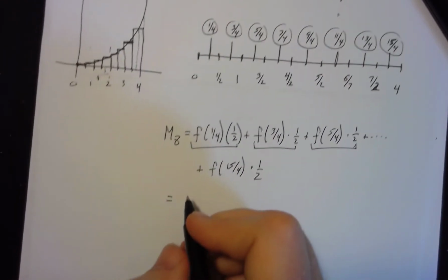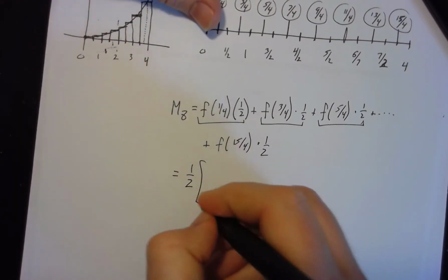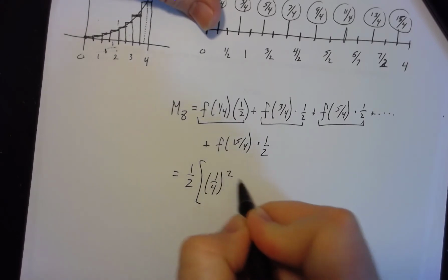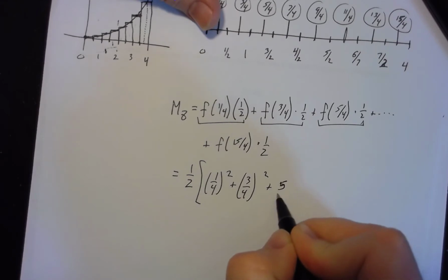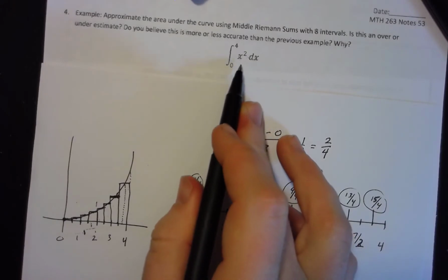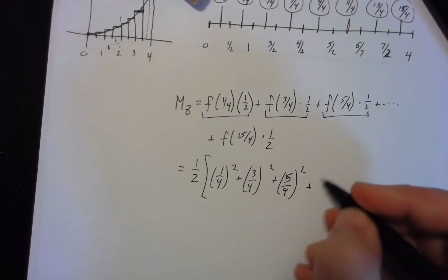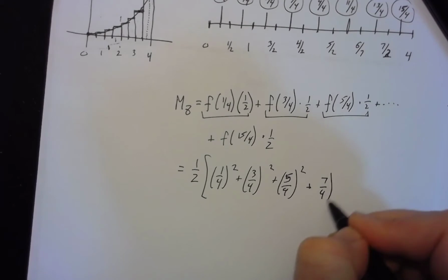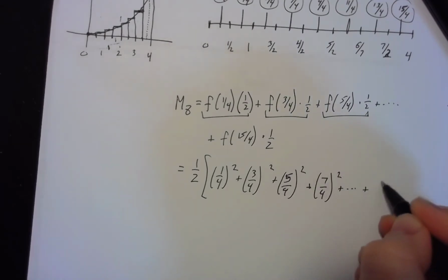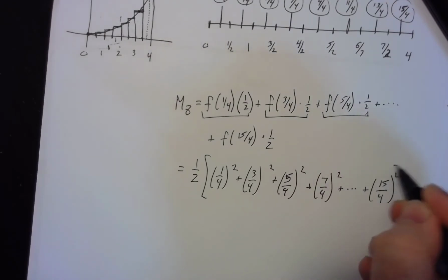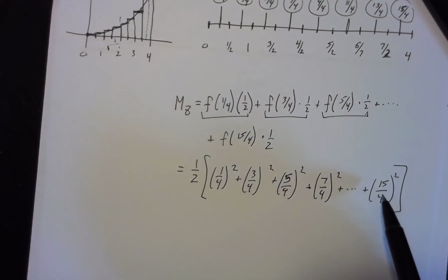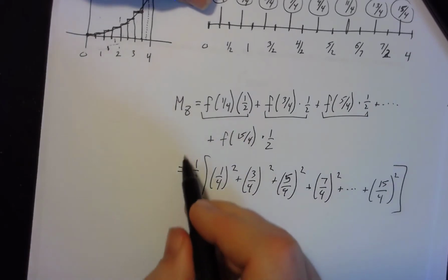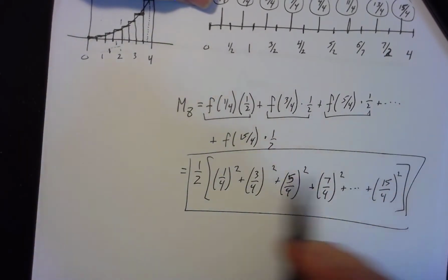Then when I add this all up, I will have 1/2 times (1/4 squared plus 3/4 squared plus 5/4 squared. And again, these are squared because that was the original function we were playing with, x squared. Plus looks like 7/4 squared plus dot dot dot until I get to 15/4 squared). Now again, to finalize this answer, all we're going to do is simplify this, type it into a calculator, and get ourselves a number. And that'll complete that particular problem. I'm not going to actually do that one numerically.